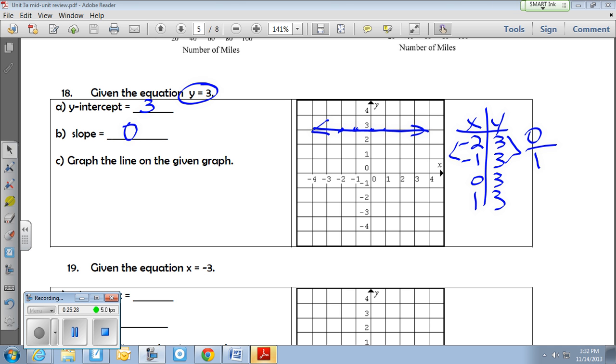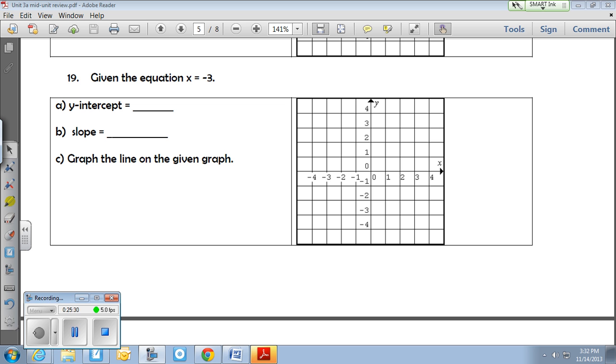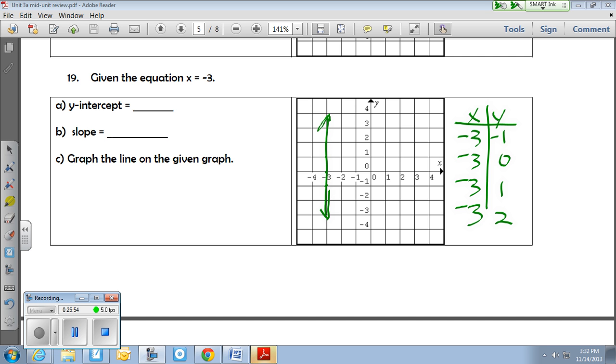All right, same with number 19. Let's make a table of values, x's and y's. Our x is always going to be a -3, no matter what my y is. So x is always a -3. That makes a vertical line, which I know is undefined slope.